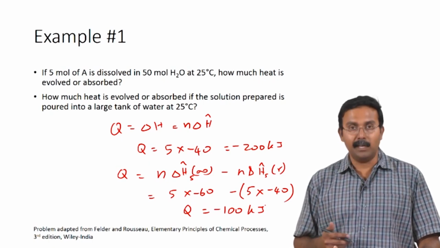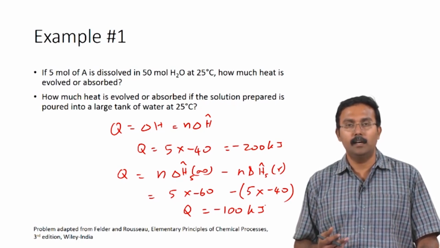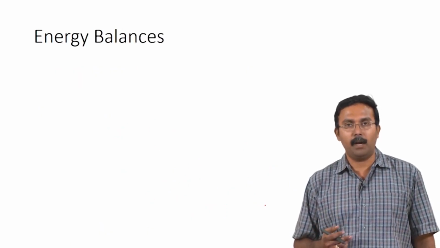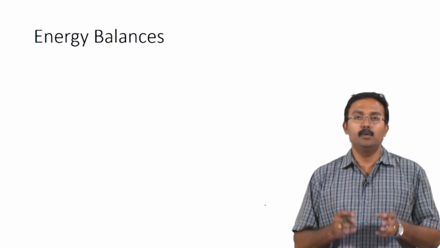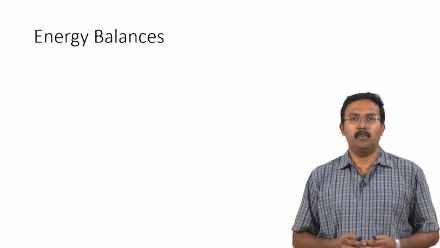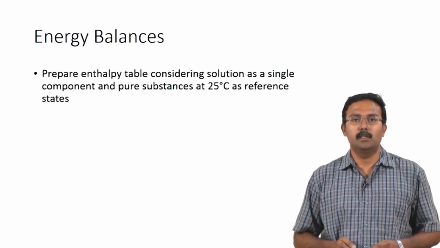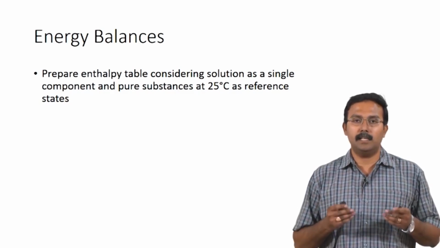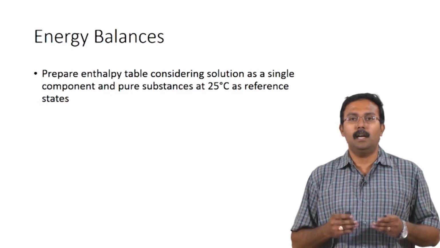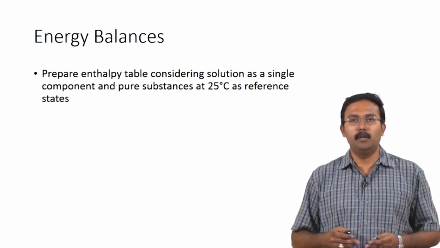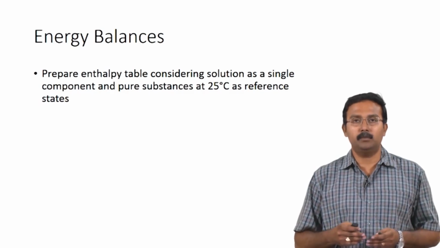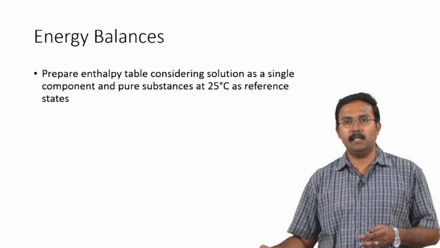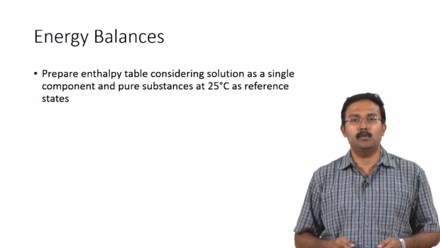So, with this we have done some simple calculations to try and understand what this heat of solution represents. We will also look at more example problems which would help us perform energy balances using heat of solution. So, how would we perform energy balances when we account for solutions? First thing we need to do is prepare the enthalpy table which should consider the solution as a single component and pure substances at 25 degrees Celsius as the reference state. By doing this we would actually have a process where the pure components, which are the reference state, go to the final condition in the enthalpy table, which would be the solution of these two components.